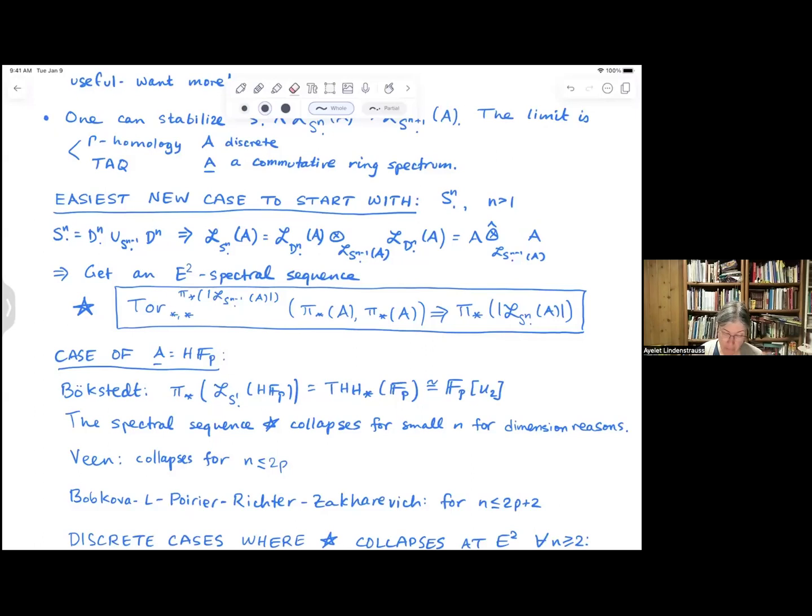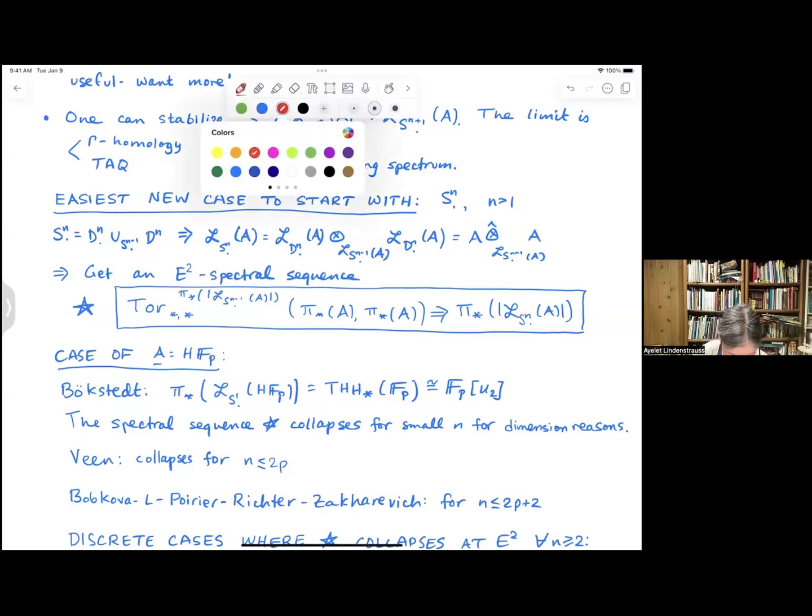And so that's a derived tensor of A, because of course the disk is contractible. So that's a derived tensor of A over the Loday construction of one lower sphere with A. And that gives us an E2 spectral sequence that is the Tor over the homotopy groups of the Loday construction over one lower sphere of pi star of A into the homotopy groups of the Loday construction of a higher sphere. And the idea is that this will allow us to calculate the Loday constructions over spheres by induction.